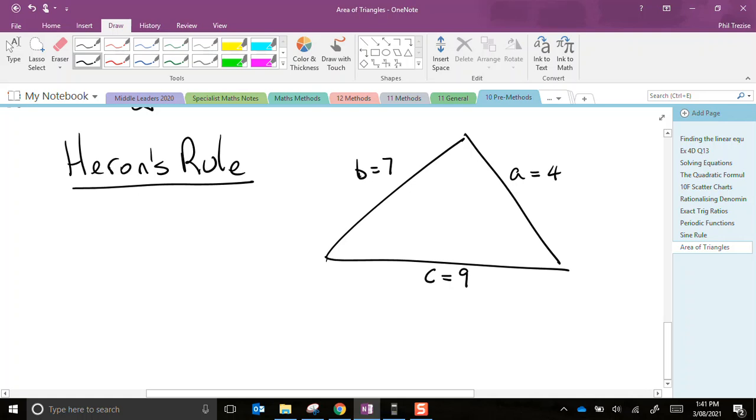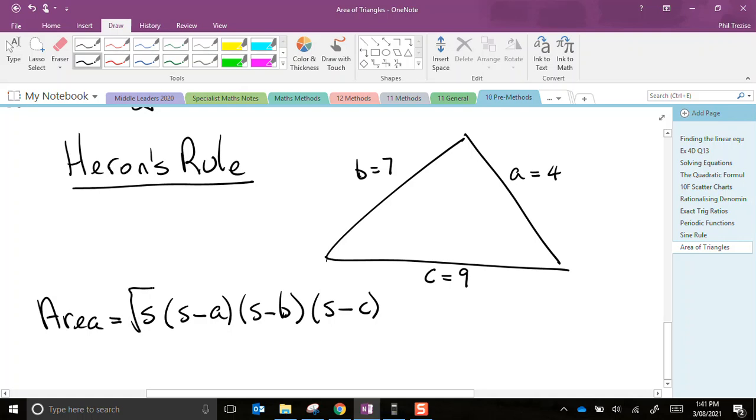There's three edges of a triangle. I don't know the angles. How could I find the area? Well, we use Heron's rule. The area of a triangle is the square root of S take A, S take B, S take C, all underneath a giant square root sign.